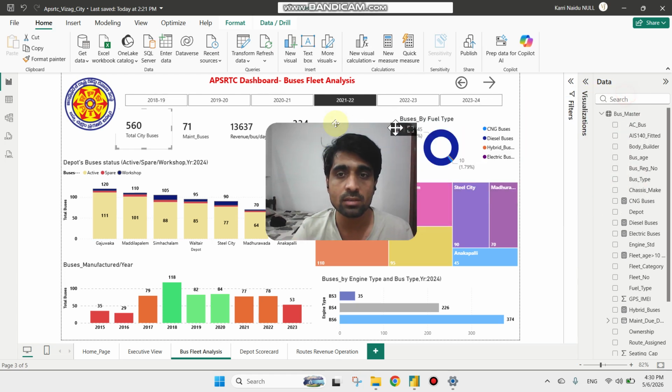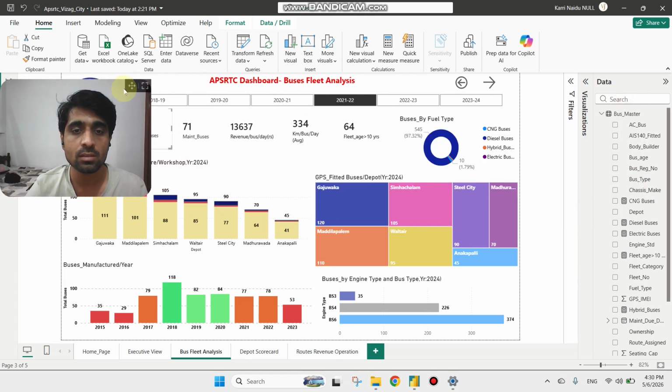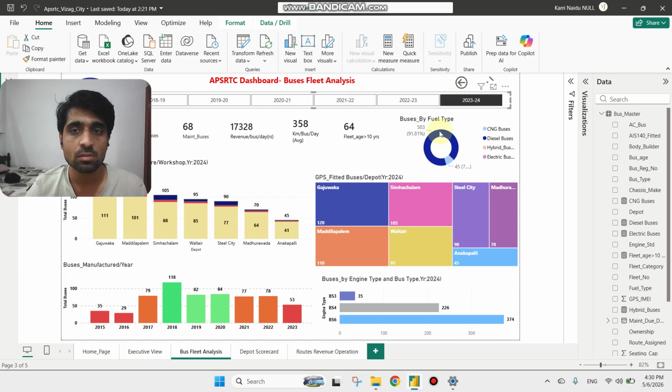Also, the most important part is the buses based on type of bus. Diesel buses are the most, at 97%. Over the years, the number of diesel buses has slowly been reduced. So here we can see it go from 96%, 97% of total buses down to 91%, and proportionally CNG buses have increased to 7%.